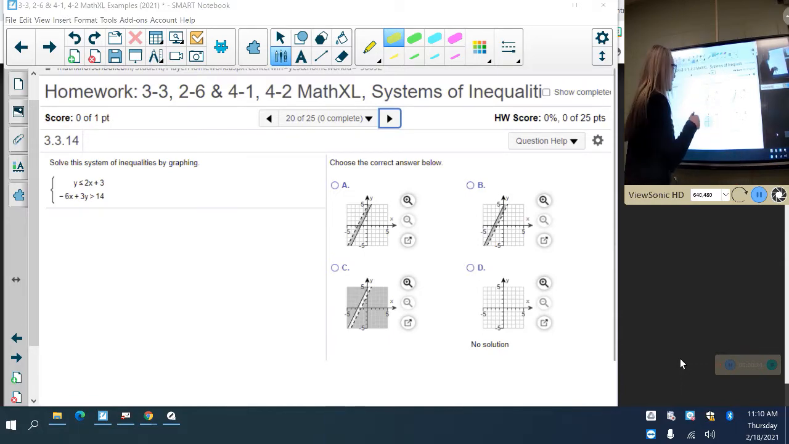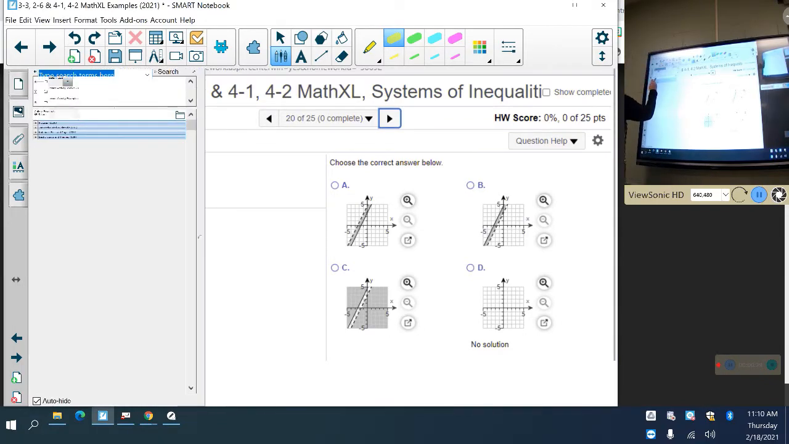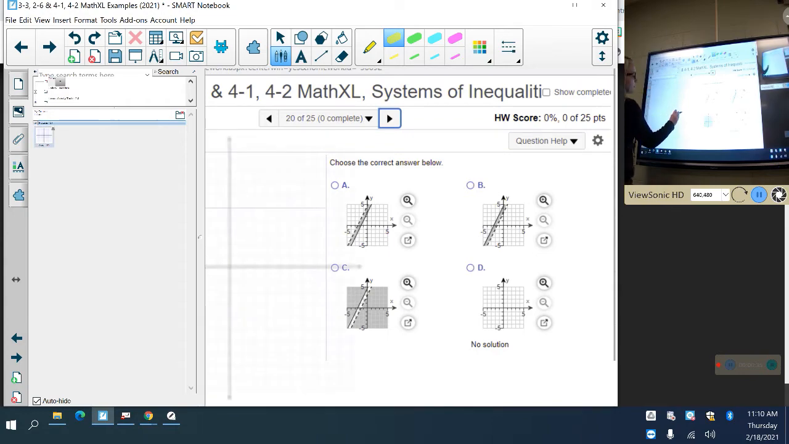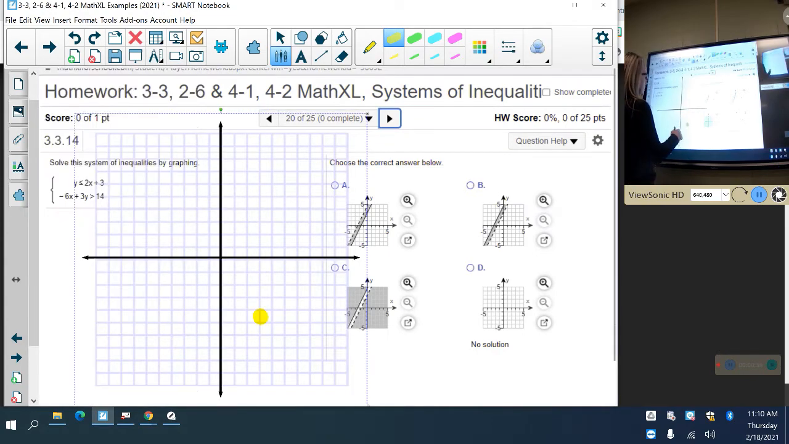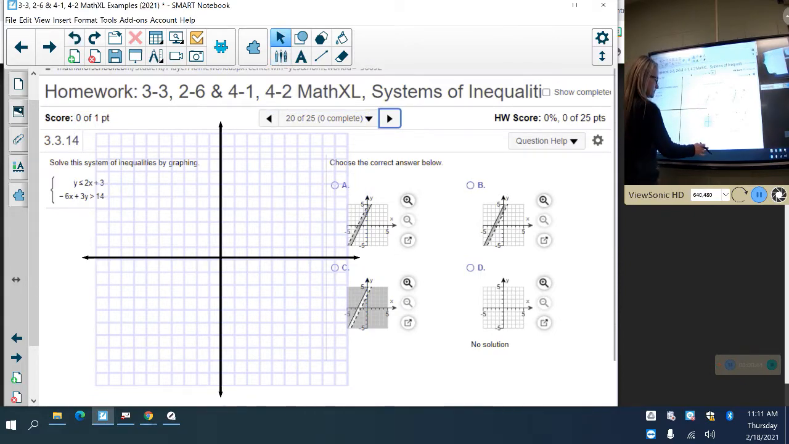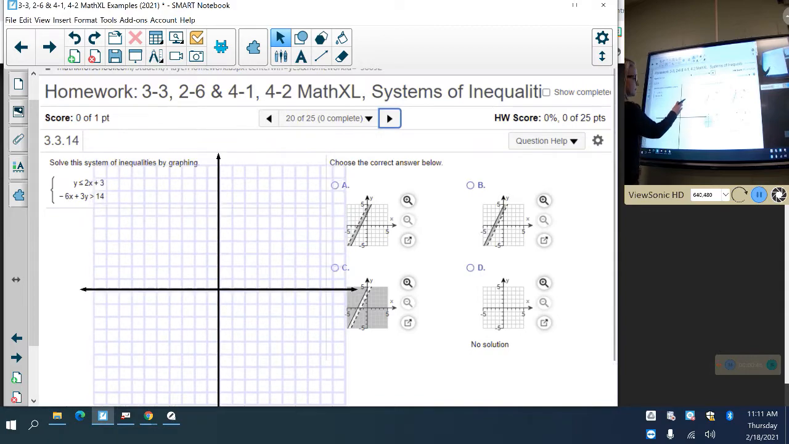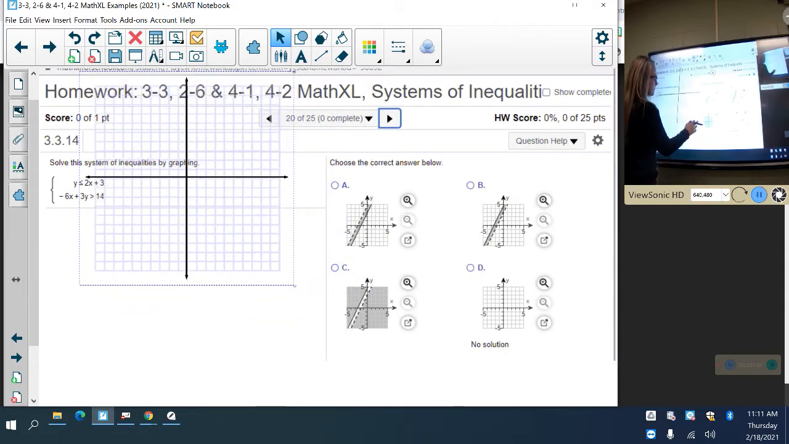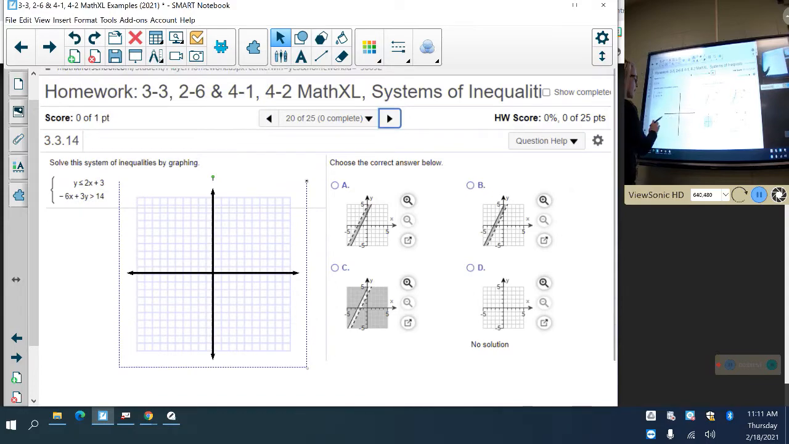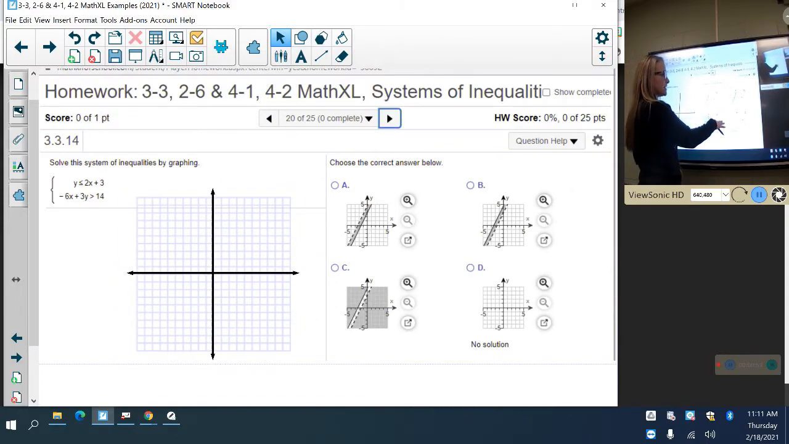First of all, let's go ahead and graph one on a graph, just right here. So let's do that. I'm going to bring that graph over here so we can use it. I can make it a little smaller. Okay, so I'm going to graph this one and try to make it match one of these. If not, it'll be no solution. So let's go ahead and do that.